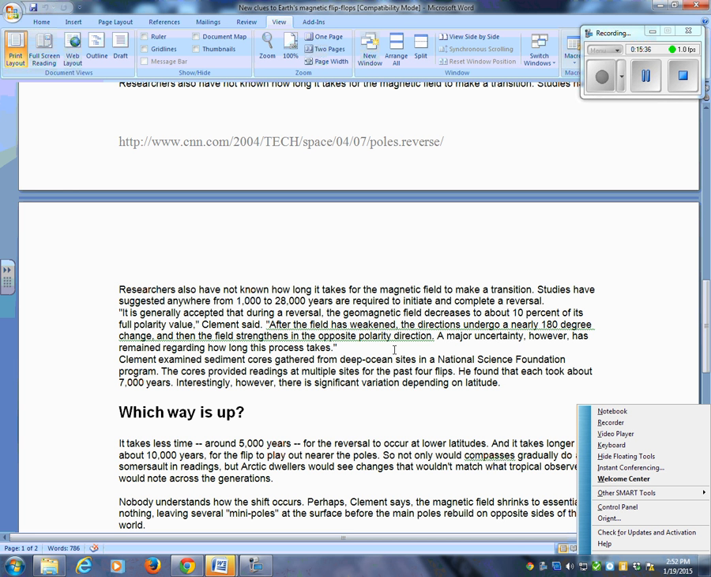A major uncertainty, however, has remained regarding how long this process takes. Clement examined sediment cores gathered from deep ocean sites in a National Science Foundation program. The cores provided readings at multiple sites for the past 4 flips. He found that each took about 7,000 years. I'm going to draw a picture right away.